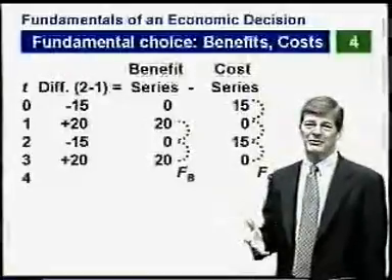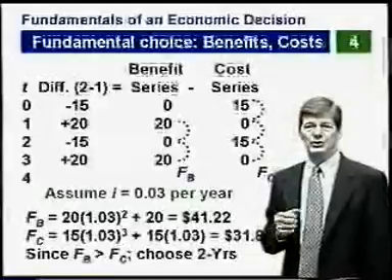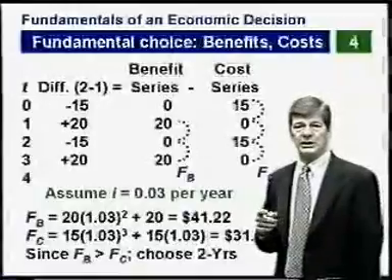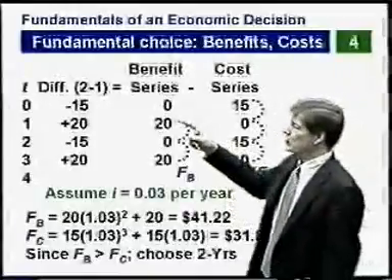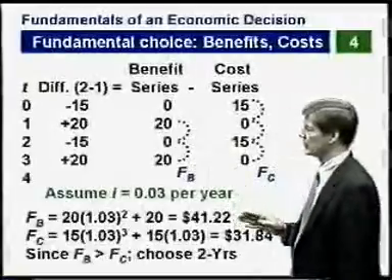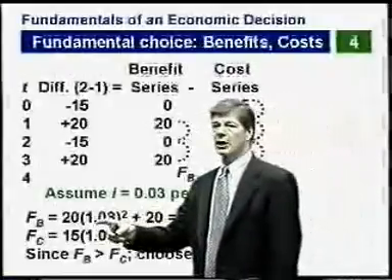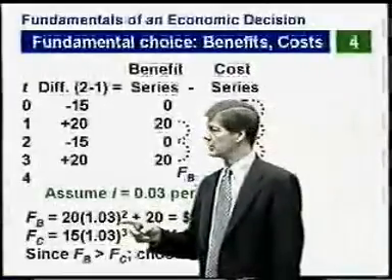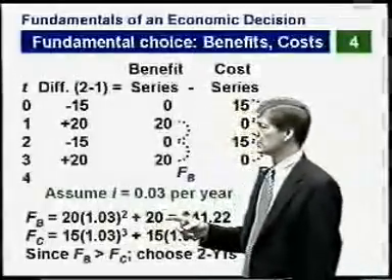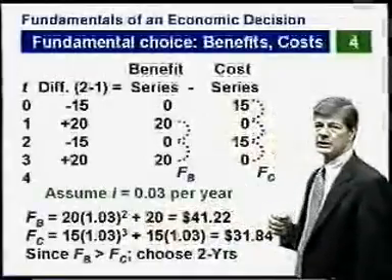It's basically an equivalence calculation, and we can write that this way. Let's assume that you can invest at 3% per year. If that were the case, then the future amount of these $20 invested at 3% per year can be written this way. It's $20 compounded forward at 3% per year for 2 periods, and we add in the $20 at time 3, and you would accumulate $41.22.